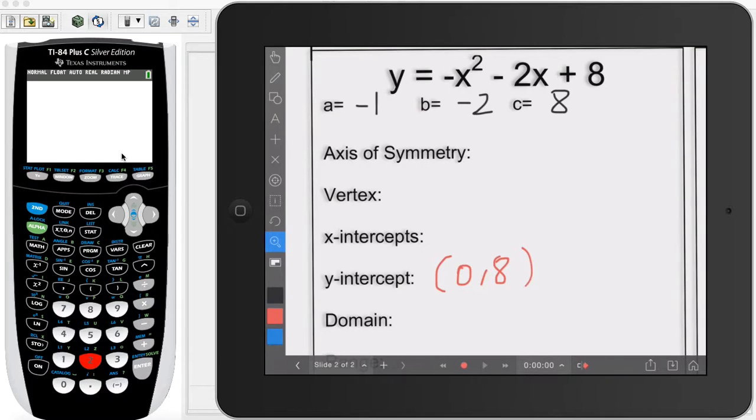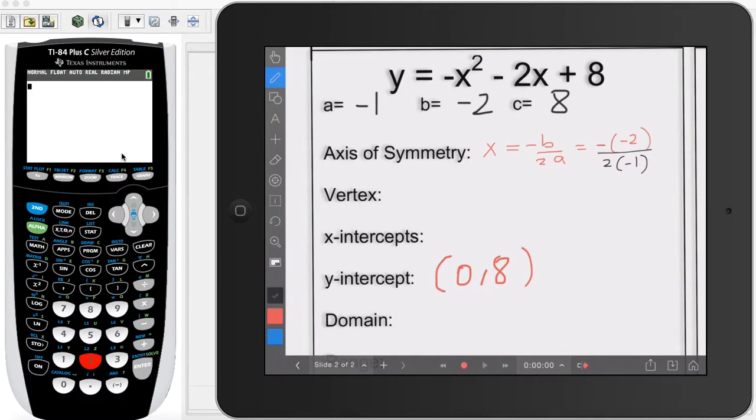Now let's move back to the equation. The axis of symmetry can be found by solving the equation x equals negative b over 2a. Now b is negative 2, so put that in parentheses and don't forget the negative in front of it. So it's negative whatever b is, over 2a. And a in this case is negative 1. That's why it's very important to know what a, b, and c are before you start solving for the axis of symmetry and the vertex.